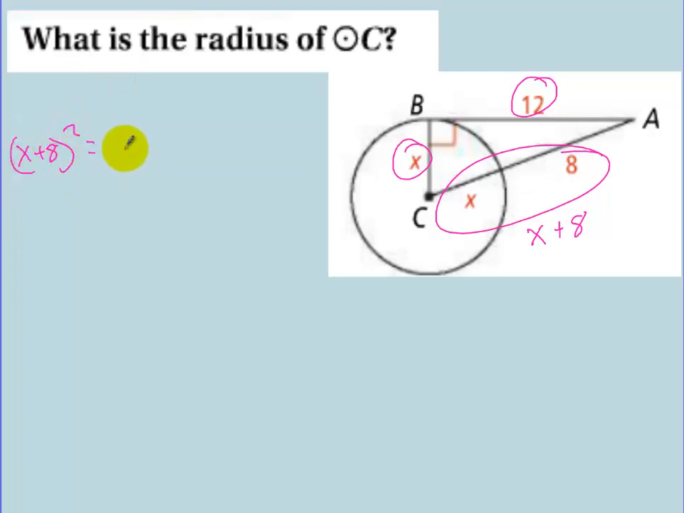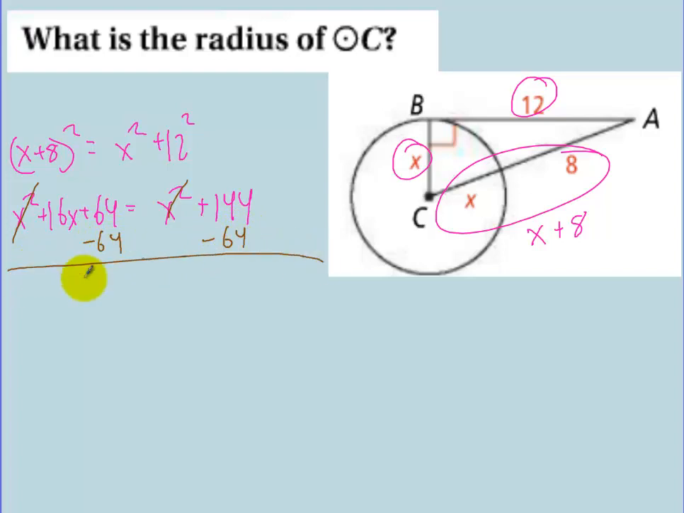So I can say x plus 8 squared is going to equal x squared plus 12 squared. So x plus 8 squared, if you multiply, is x squared plus 16x plus 64, which is going to equal x squared plus 144. Subtracting x squared from both sides, those just go away. And then I can subtract 64 from both sides. I'm doing two steps at once because this is GeoTrig, and I can do that. Subtract those numbers, you get 80. So divide both sides by 16. And if you divide 80 by 16, you will get x equals 10 over 8. So x equals roughly 1.25.